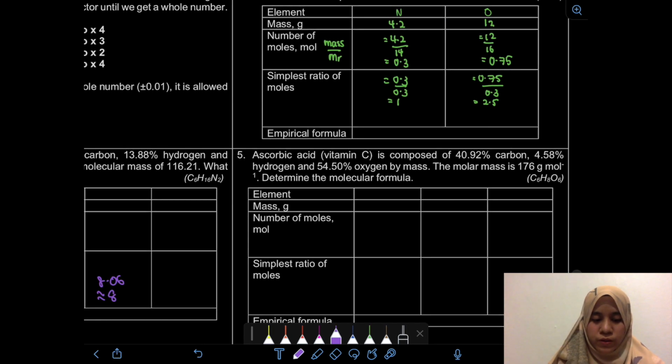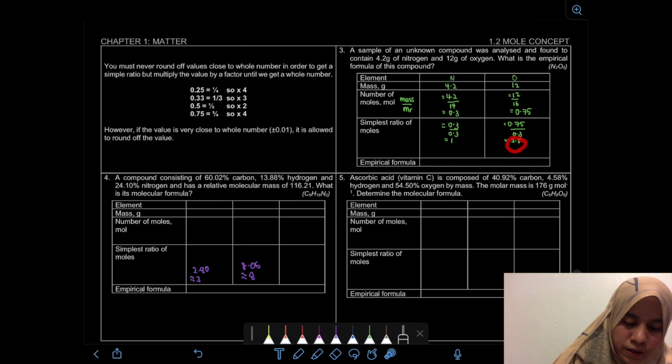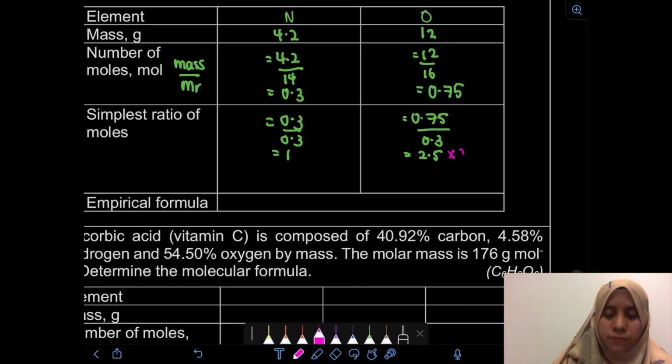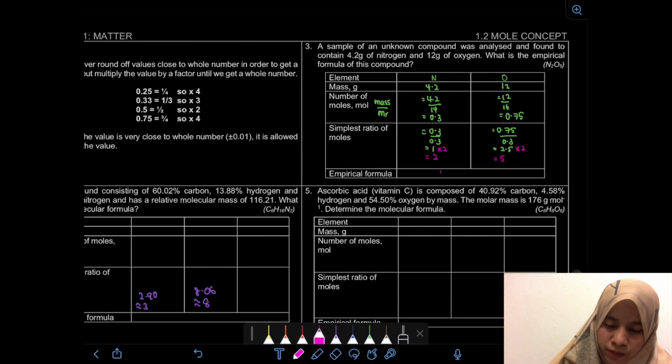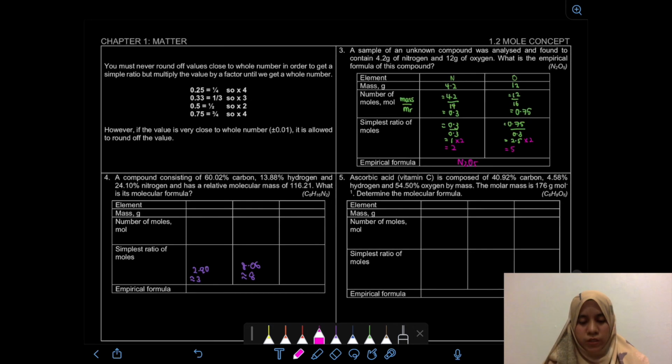So what we're going to do here, even though only one of the value yang we must multiply, we have to multiply both sides barulah equal. So here 2.5, 0.5 kat sini, timeskan dengan 2. So kat sini pun, here times 2, here pun must times with 2. So dekat sini dapat 2. Kat sini we got 5. So the answer would be final answer empirical formula N2O5. Okay, so that's it for example 3. So example 4 and 5, you could try it yourself.